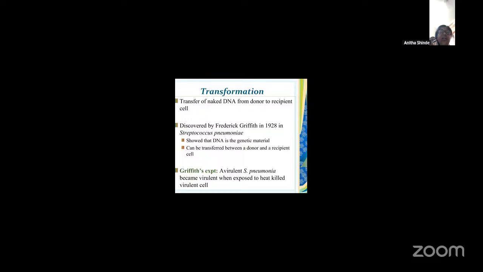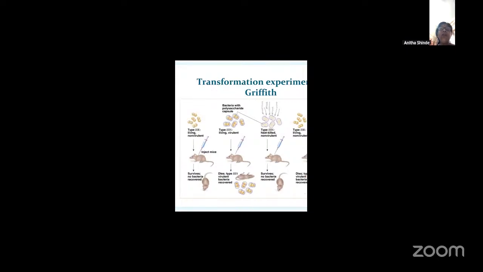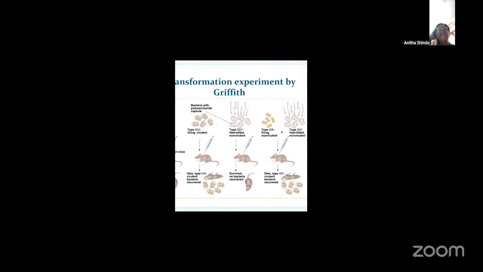Later, from Griffith's experiment, what he found was that an avirulent Streptococcus pneumoniae became virulent when exposed to heat-killed virulent cells. That was his finding. Now we will see how he actually performed the experiment. This is the transformation experiment performed by Griffith. So what is transformation? It is the transfer of naked DNA from a donor cell to a recipient cell.